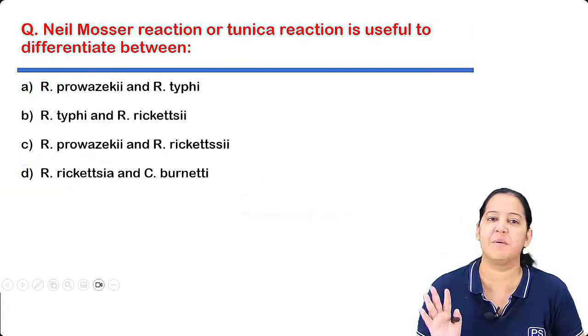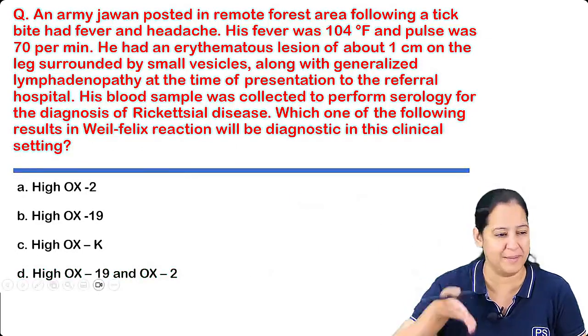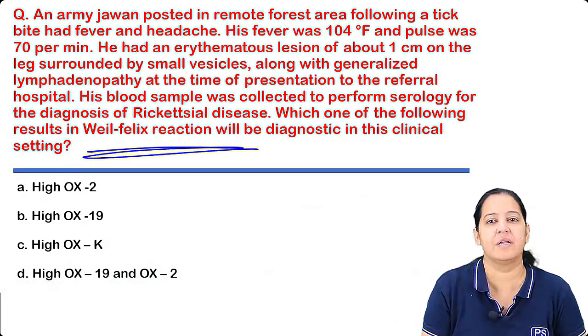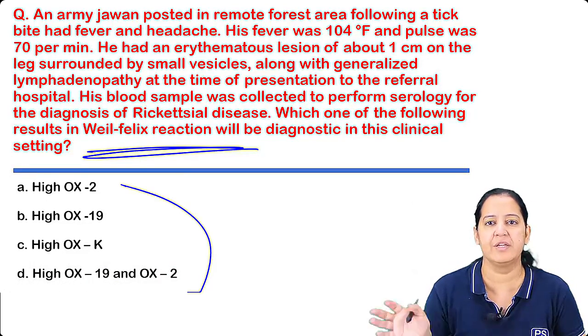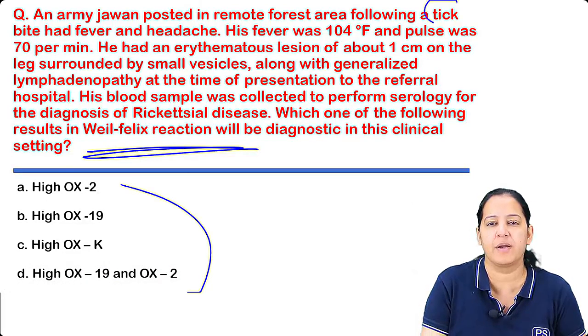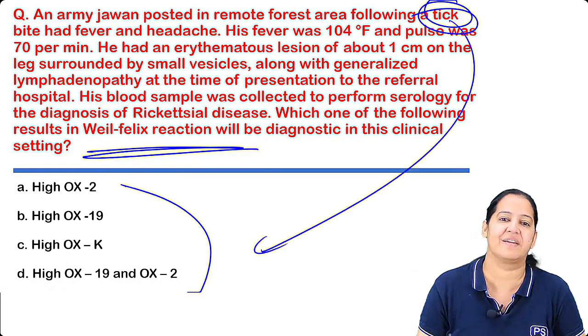So many questions come on the Weil-Felix test. Okay? The next question is based on the Weil-Felix test. I'm not reading a big question based on the Weil-Felix result. You all can do that. You can easily do that. See, in the entire question there is only one word, tick. The only useful word is tick. They want to ask, what is the Weil-Felix result for tick-borne?